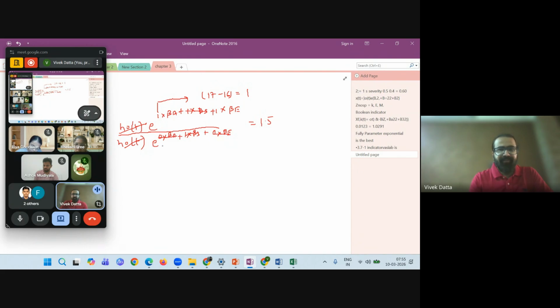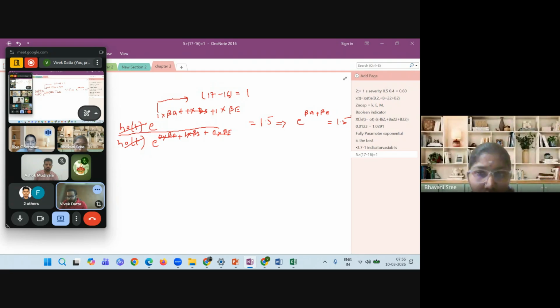Yes. So what is my first equation? E raised to beta A plus beta E is equal to 1.5. Everyone's getting that? Yes, sir. Yes, sir.